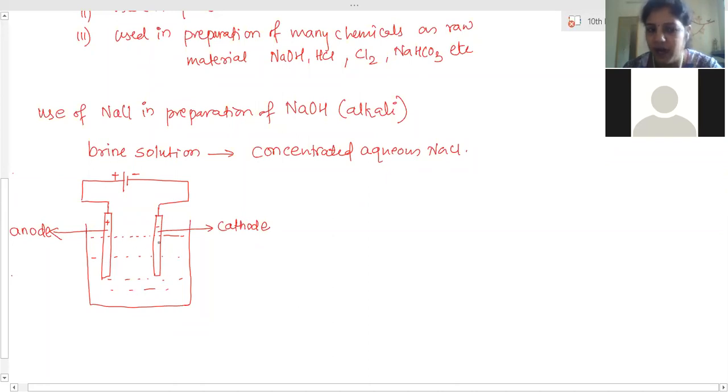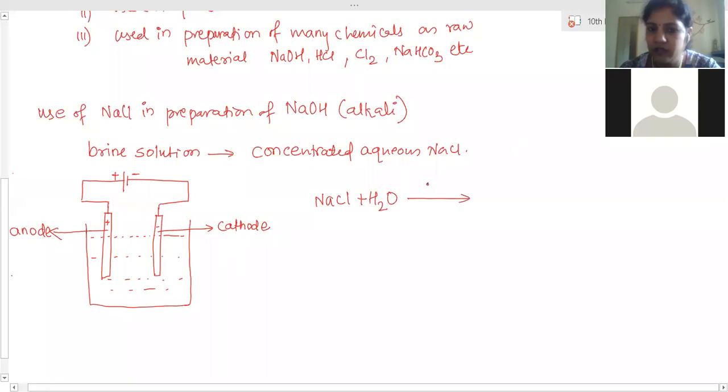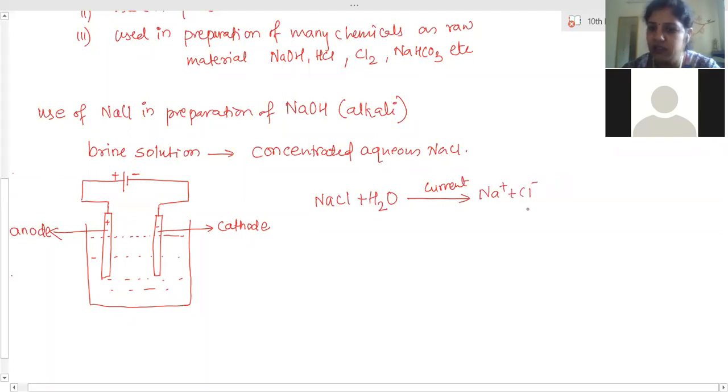Whenever current is passed through this solution, which is aqueous sodium chloride, that means it is NaCl and water, a combination of NaCl and water. When current is passed, first all the ions get separated. Now what ions will be there? NaCl has two ions: one is positive sodium, and the other is chloride. And the water also dissociates to form H+ and OH- ions. So totally there are 4 ions present: 2 positive ions, sodium and hydrogen, and 2 negative ions, chloride and OH- ions.